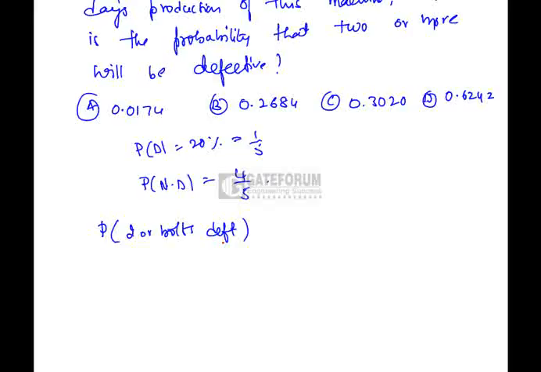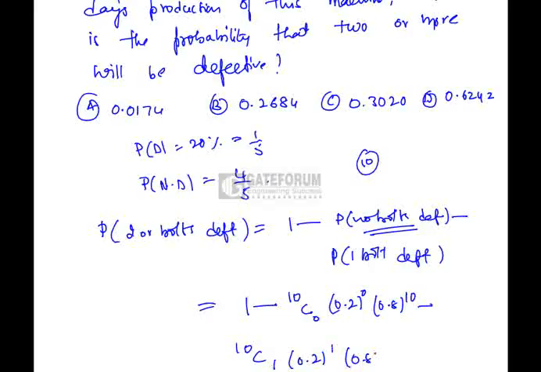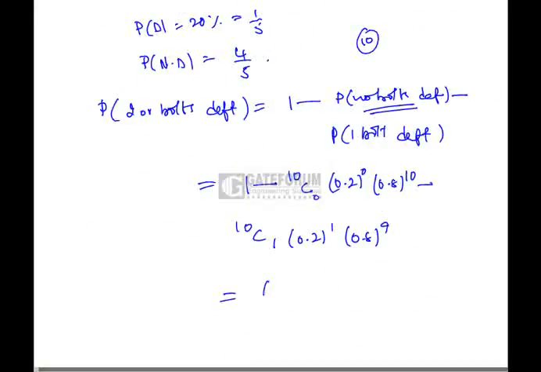So instead of finding 2, 3, 4, and so on up to 10, it is enough to find 1 minus the probability of no bolts defective minus the probability of 1 bolt defective. We'll use the binomial expansion to solve this problem. So 1 minus, since we are selecting out of 10 bolts, the value of n is 10, 10C0, because no bolts are defective, 0.2 to the power of 0 into 0.8 to the power 10, minus, similarly for 1 bolt, 10C1, 0.2 to the power of 1 into 0.8 to the power of 9. If we simplify, the value will come to 0.6242, which is nothing but option D.